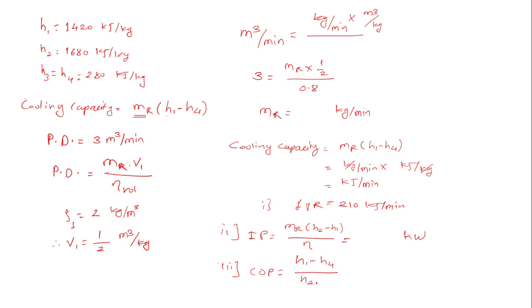And then third, that is the COP, which is very simple, that is h1 minus h4 divided by h2 minus h1. So h1, h4 and h2 you know. So the COP is 1420 minus 280, divided by 1680 minus 1420. Whatever answer you get, that is the COP, and the COP is unitless.